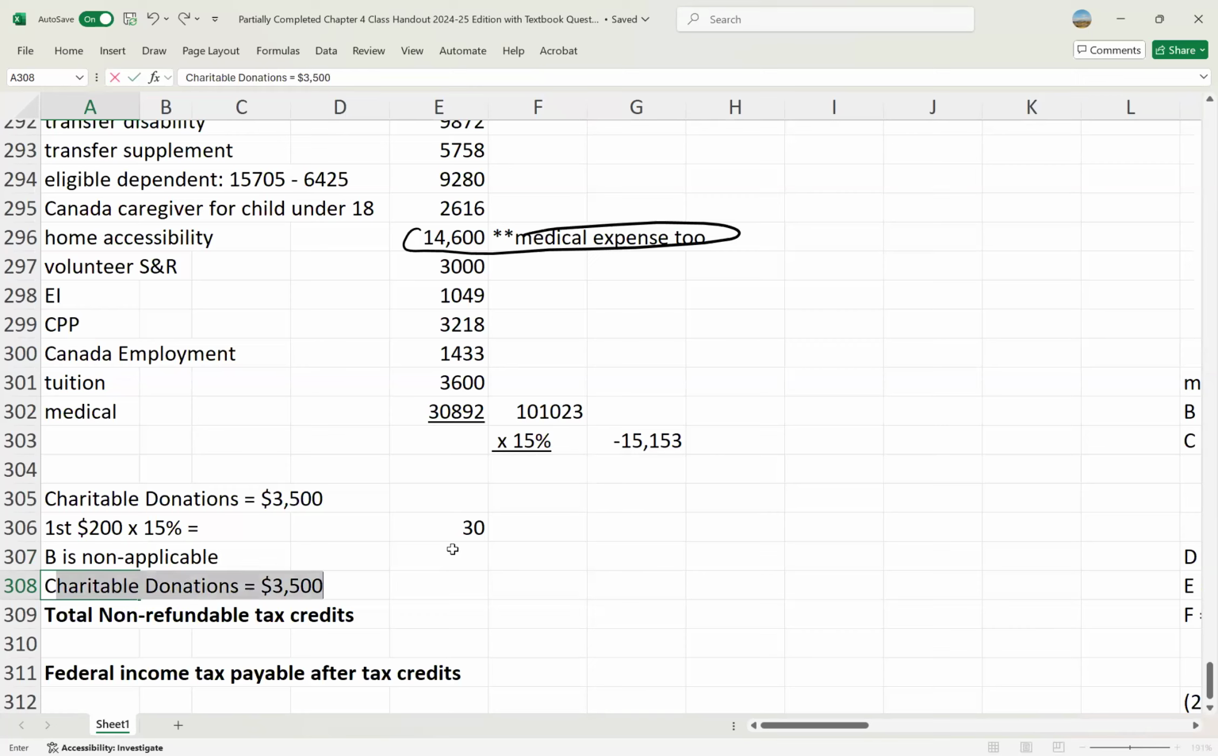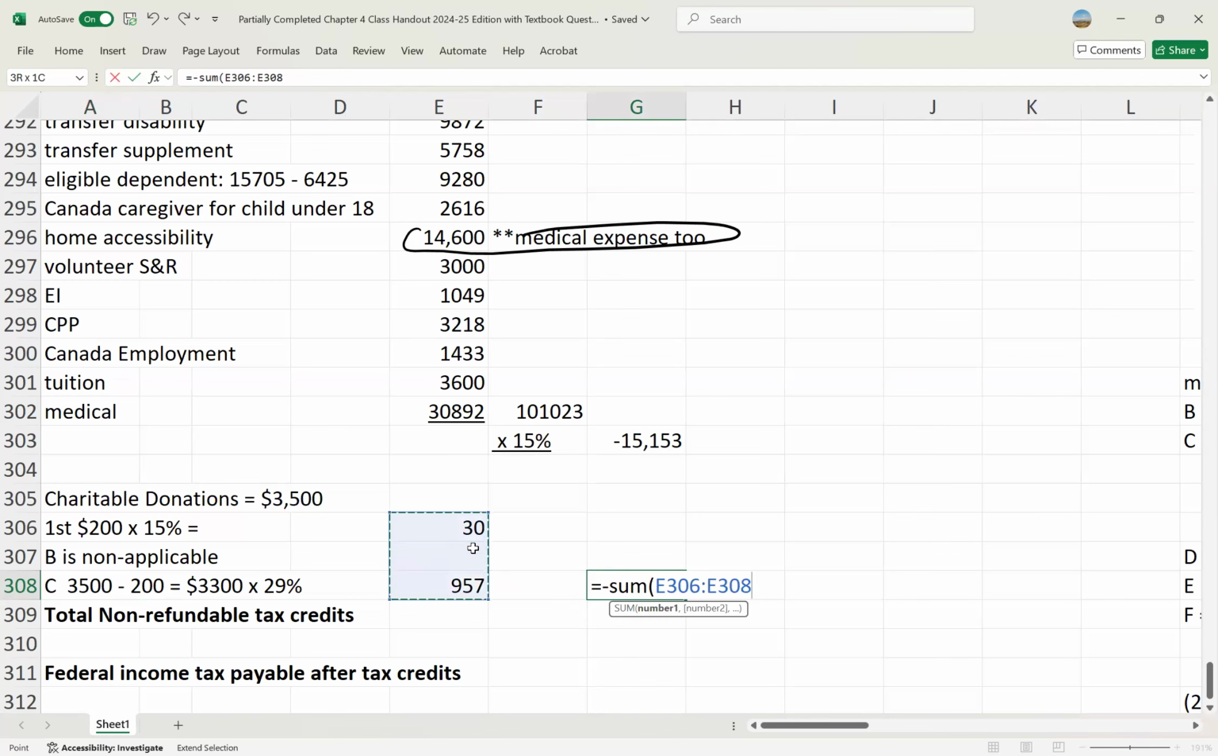And so the remainder C will be the 3,500 minus the first 200. So then we have 3,300 times 29%. And so that's going to be $957. So the total donation tax credit will be $987.